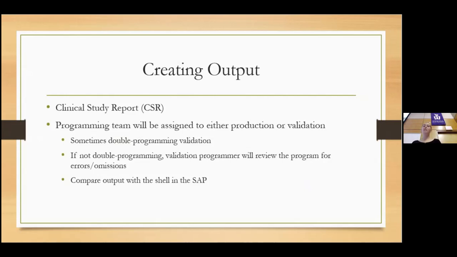And sometimes the validation is done via double programming. So that is when both the production and validation are written in separate SAS programs, and then they compare to make sure they match. And sometimes clients choose not to do double programming validation just because it, 1, costs more, and 2, takes a lot more time. So sometimes if they have a really tight timeline, they just need to get it done.